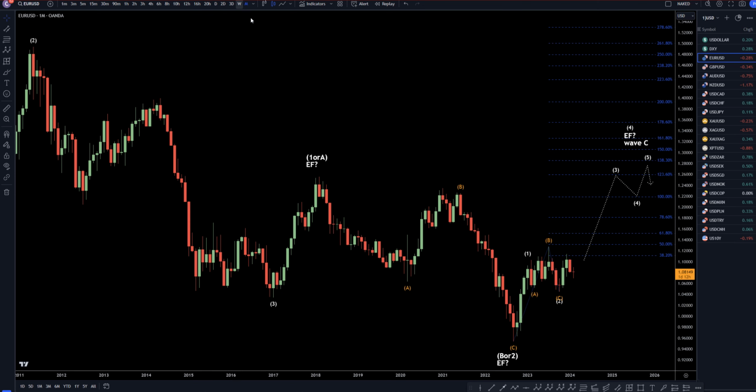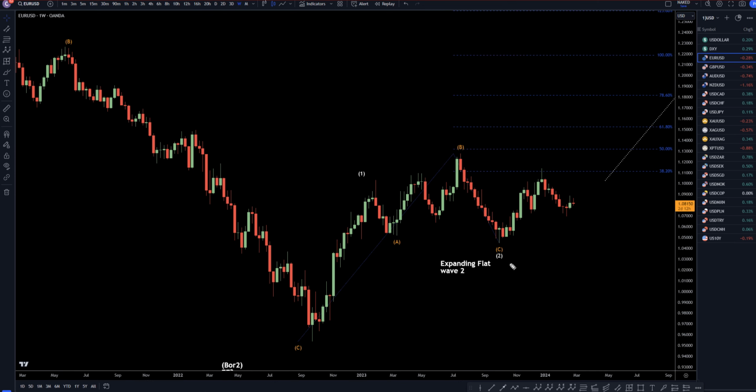So heading down to the weekly time frame. On the weekly time frame, I still think this is an expanding flat wave 2. I think this is a 1 of 3. I think this is a 2 of 3. We're going to have to keep an eye on it to see whether or not the wave 2 of wave 3 is actually over or not. But if it is over, then eventually it's going to keep on trending up, making higher highs, higher lows in a wave 3 of wave 3.